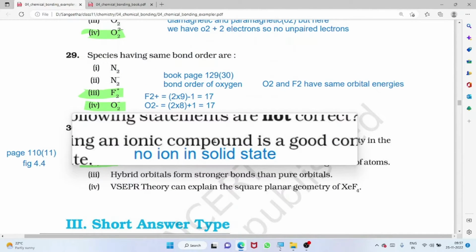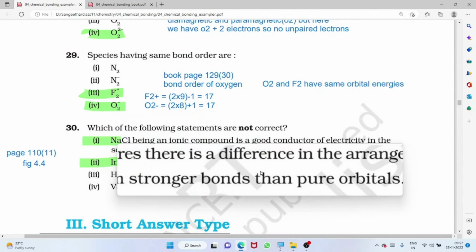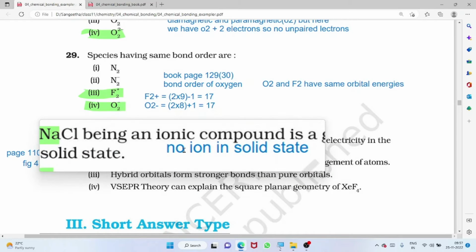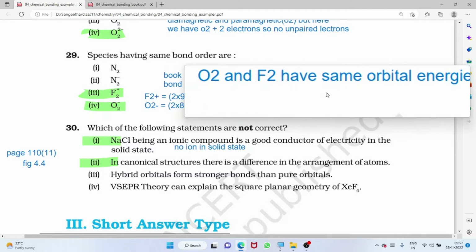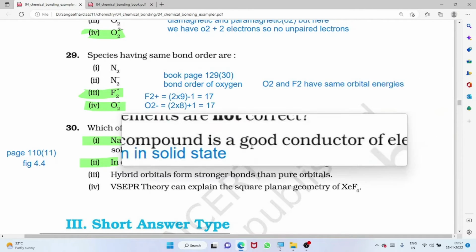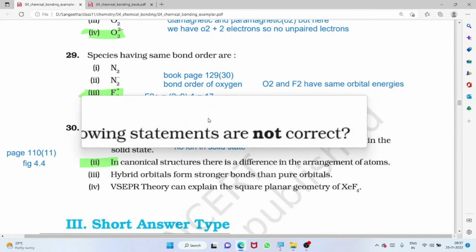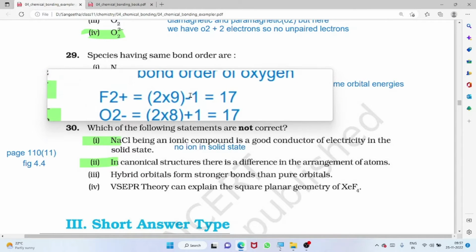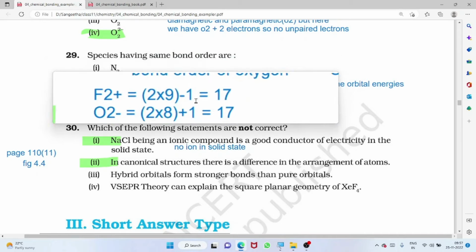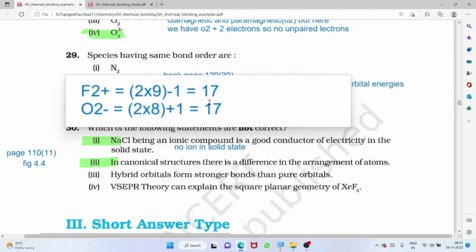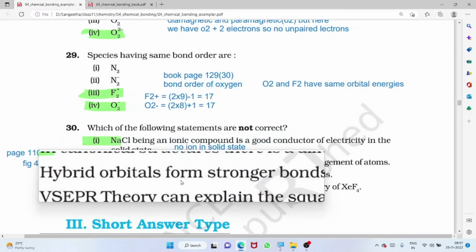Okay, species having the same bond order. Here O2 and F2 come into the same orbital energies. Oxygen, fluorine, and all, so they will have the same molecular orbital diagram structure. So they have the same electron configuration and the same bond order.